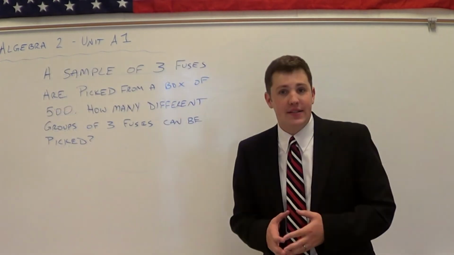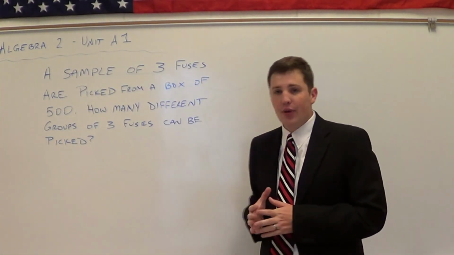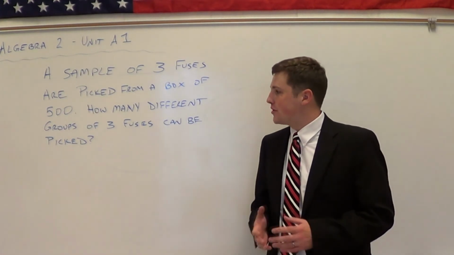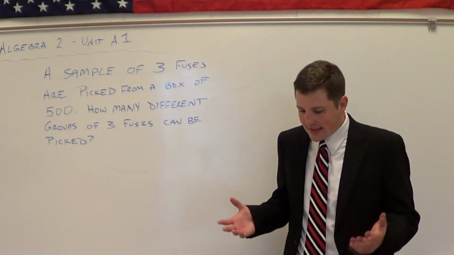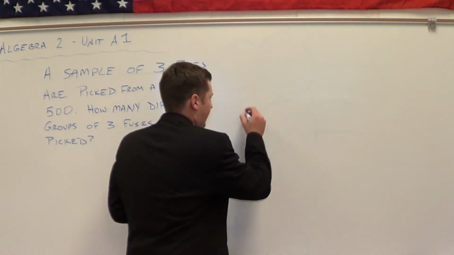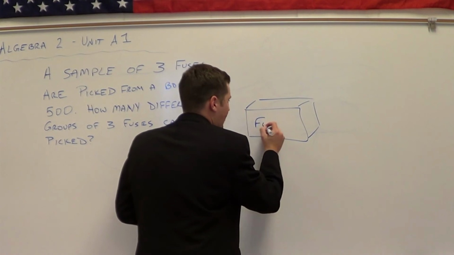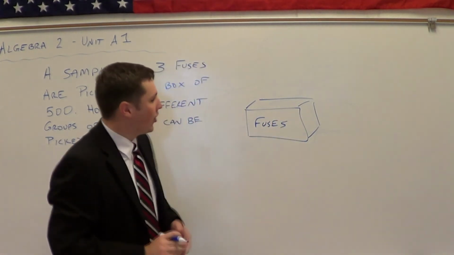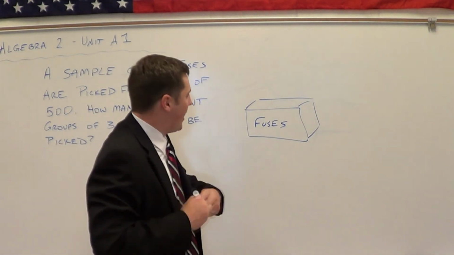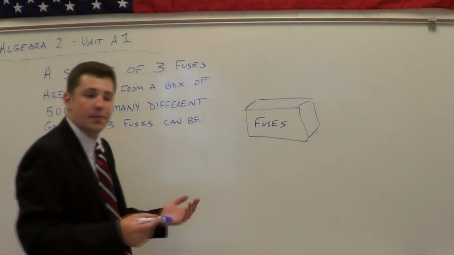All right, our last example, our 4th one today, is this real-world one. A sample of 3 fuses are picked from a box of 500. How many different groups of 3 fuses can be picked? So let's get an idea of what's going on here. There's this box out there that has fuses in it. And we're going to reach into this box and grab a handful of 3. We're going to pull them out. And the question is, how many different groups of 3 could I pull out?